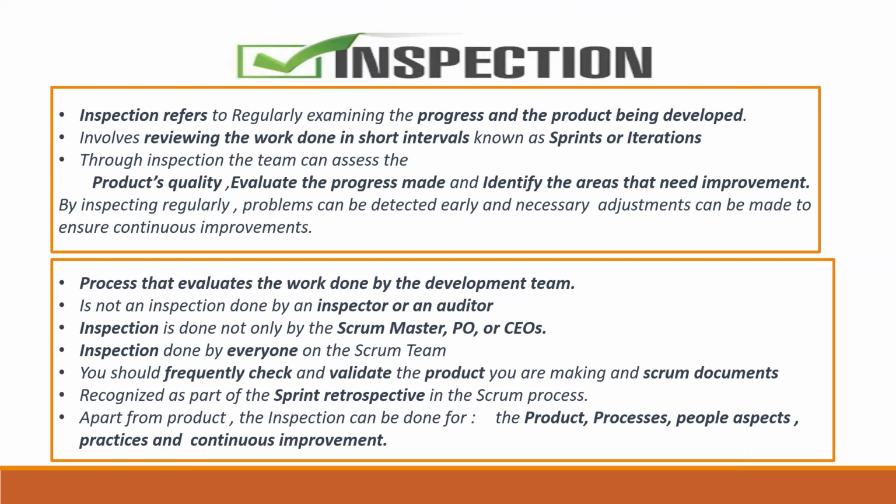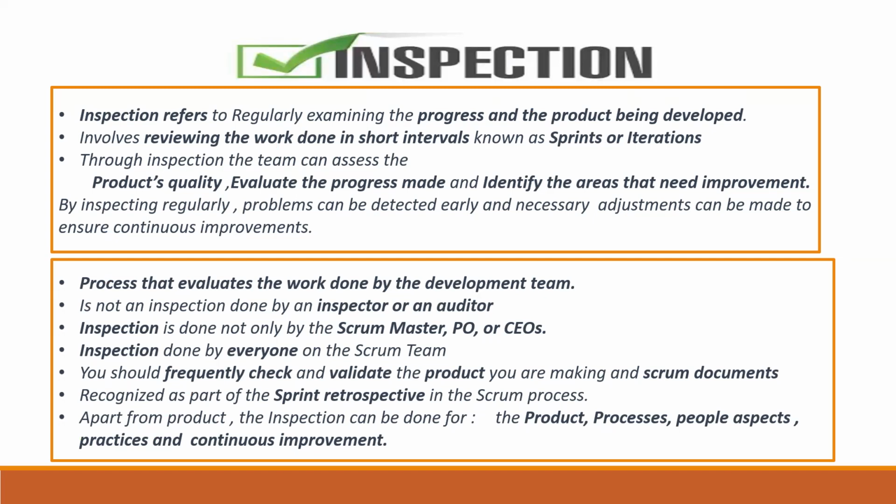Next we need to look at inspection. The second pillar is inspection. In general, inspection refers to regularly examining the progress and the product being developed. It involves reviewing the work done in shorter intervals, which we know as sprints, or iterations. This process evaluates the work done by the development team. Through inspection, the team can assess the product quality, evaluate the progress made, and identify the areas that need improvement. By inspecting regularly, problems can be detected early and necessary adjustments can be made to ensure continuous improvement in the project.